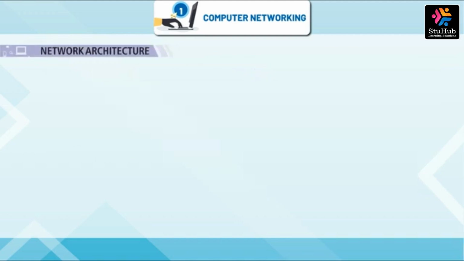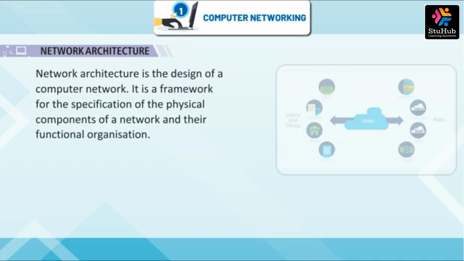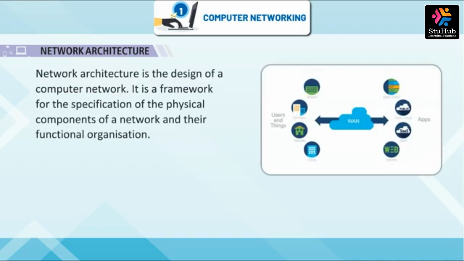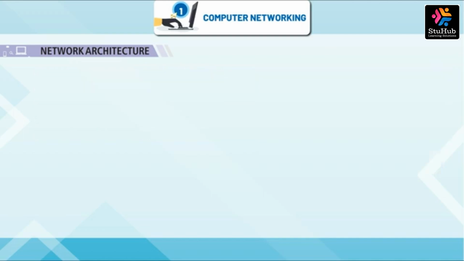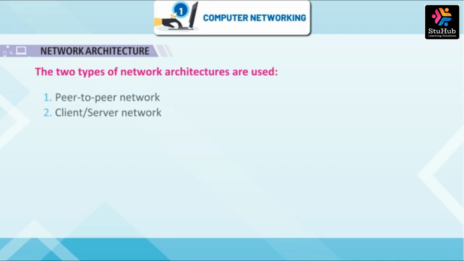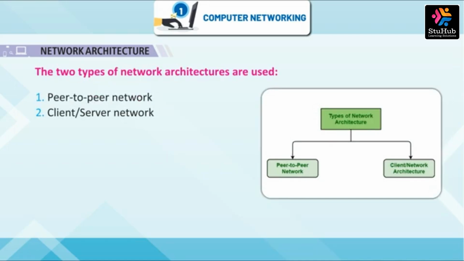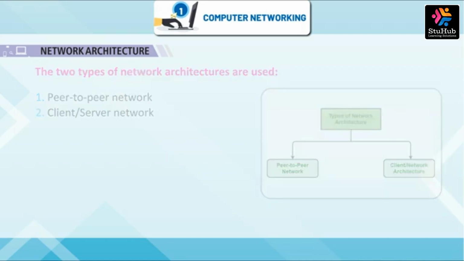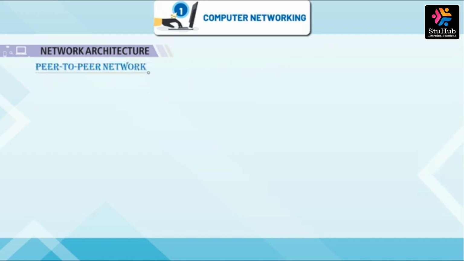Network architecture. Network architecture is the design of a computer network. It is a framework for the specification of the physical components of a network and their functional organization. The two types of network architectures are used: peer-to-peer network, client or server network. Peer-to-peer network.